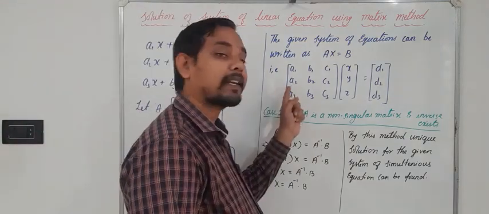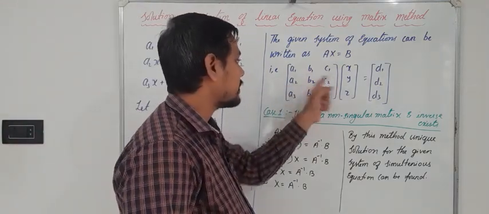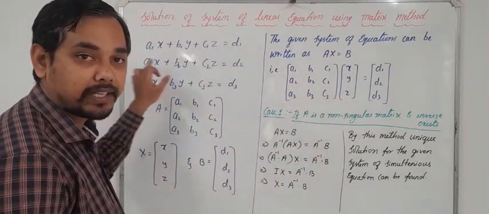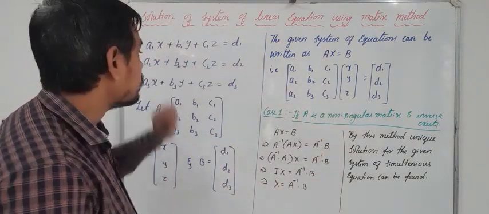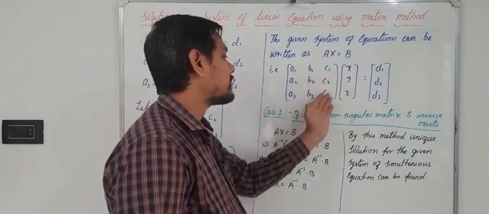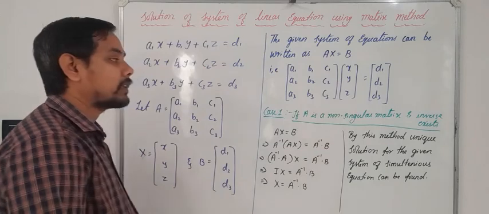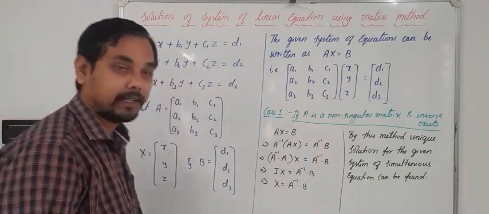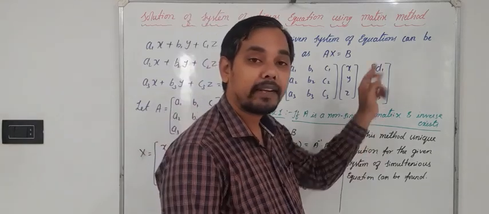Similarly, in the second row, what will I get? a2x plus b2y plus c2z. You can see here the second equation, a2x plus b2y plus c2z. And the third one, a3x plus b3y plus c3z. So in the third row of the matrix, we will get a3x plus b3y plus c3z. And this will remain as it is, d1, d2, d3.